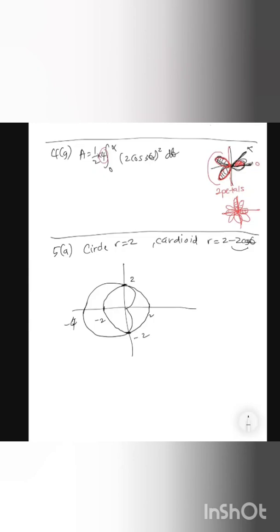Okay. And then the question: find the area of the region outside the cardioid but inside the circle in the first quadrant. This is the cardioid. Your outside of the cardioid is here, but inside the circle in the first quadrant. So yang dia nak adalah this one.